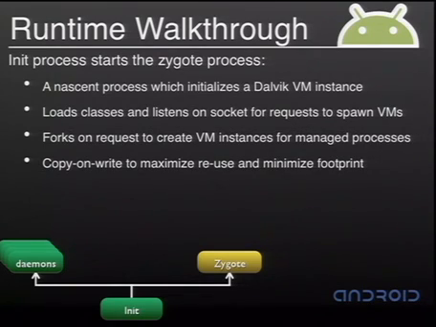Again, every application is going to run in its own process, and we don't want to do a cold start on the VM to start those up. It uses copy on write to maximize reuse and minimize footprint, so that data structures are shared, and it won't do a full copy unless some of those data structures have been modified and it needs to.